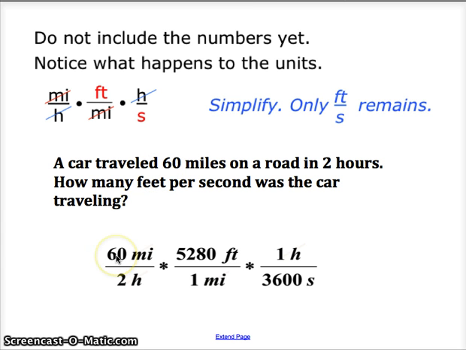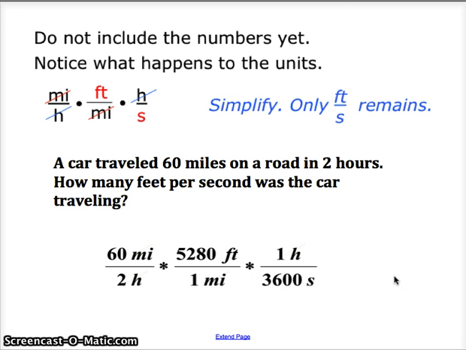So if we look at it with the numbers, I have 60 miles per 1 hour. I want to multiply that by 5,280 feet. That's how many there are in 1 mile. And I know that there are 3,600 seconds in 1 hour. So this is what I'm multiplying together.